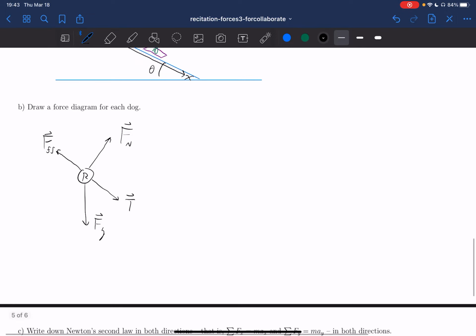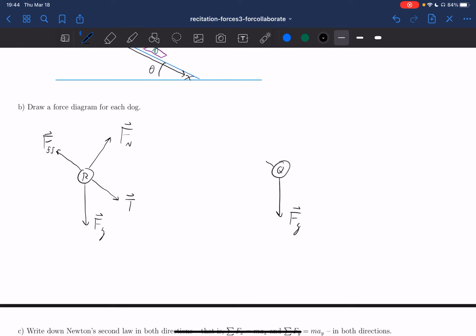Now for quanta, draw quanta over here. Quanta's also got gravity.